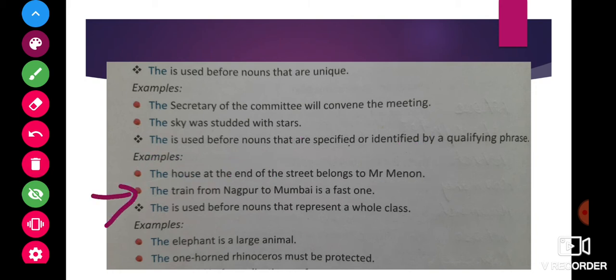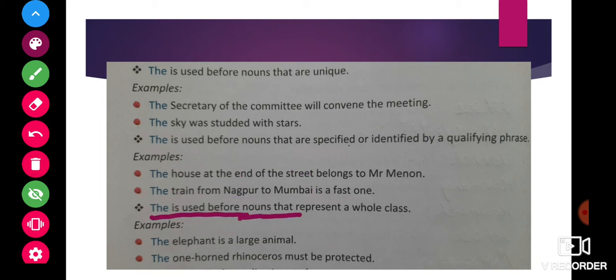Let us look at the next example. The train from Nagpur to Delhi is a fast one. Now we are referring to that specific train which goes from Nagpur to Delhi and not any other train. So in that case, the is used.